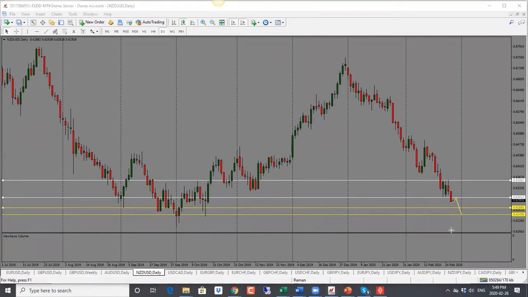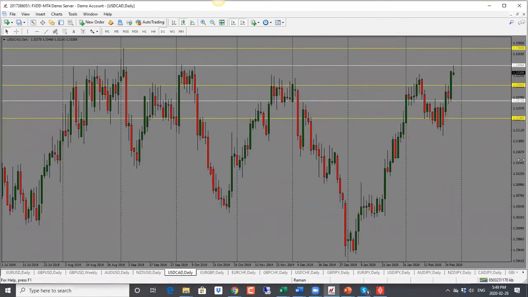So now looking for a continuation here, potential pullback into 0.6300, and then looking for a continuation move to the downside here. So the first target is 0.6270, and then 0.6250. Bias is bearish for New Zealand dollar.